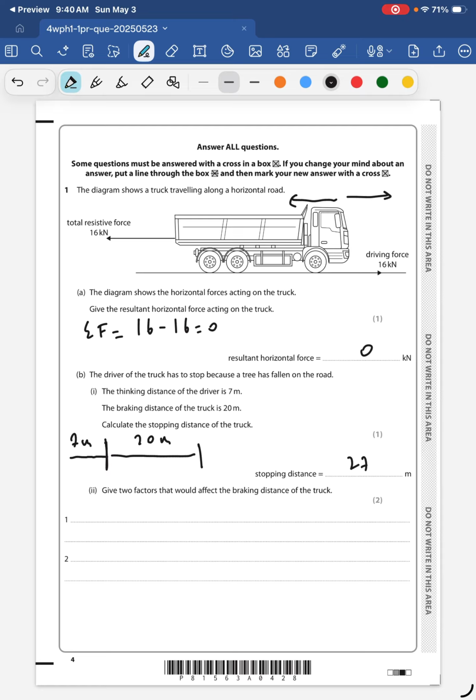Give two factors that would affect the braking distance of the truck. You can write speed, the speed of the truck. If it travels faster, it's going to take longer to stop, so the braking distance will increase. The mass of the truck, the heavier, the worse, I guess. They ask for two reasons, but you can write a third one: the tire condition.